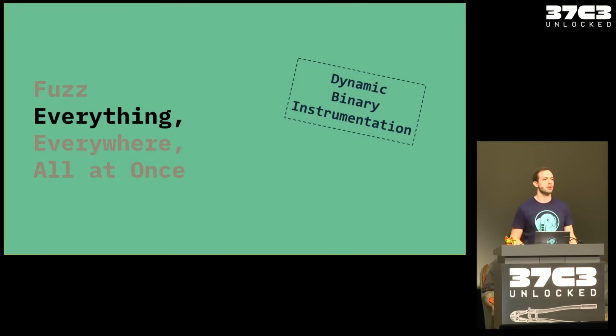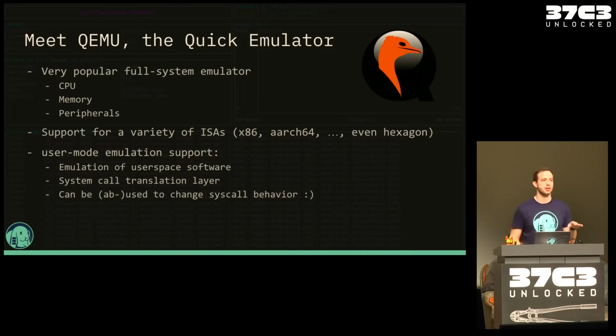Now let's see what we can fuzz. We can pretty much fuzz everything if we can use QEMU, the Quick Emulator. It's a very popular full system emulator that supports a wide variety of instruction sets, basically everything you use every day. It also has user mode emulation support, where you don't emulate a full system, you just emulate one process. All syscalls that would usually go to the host operating system go to QEMU, and QEMU translates them to the current host. And that we can abuse to change the syscall behavior later.